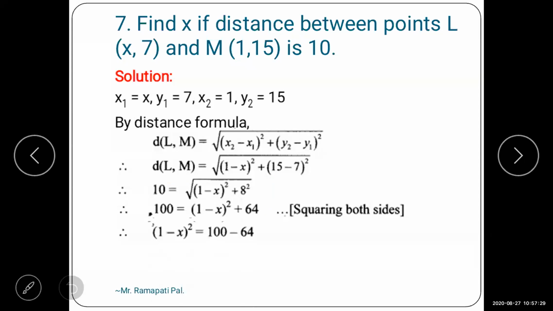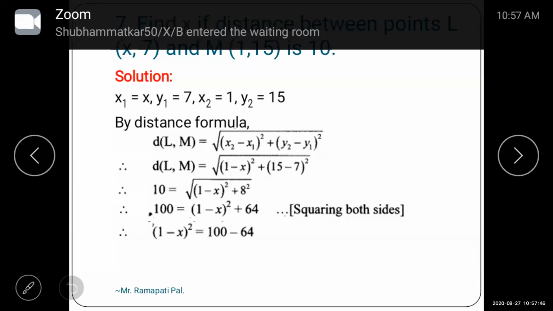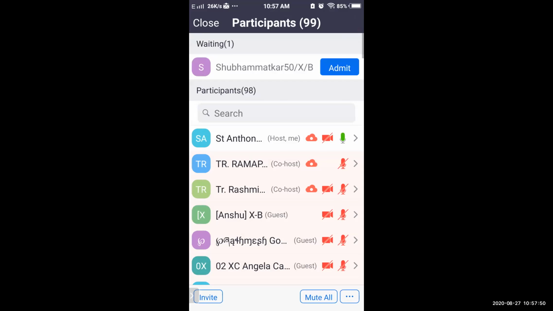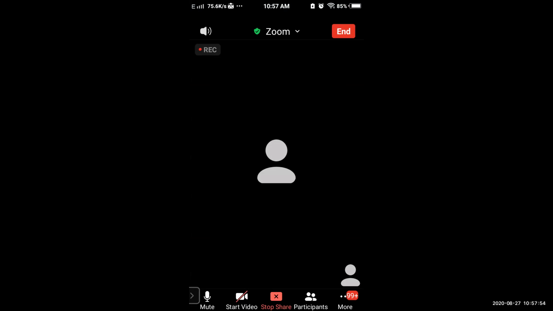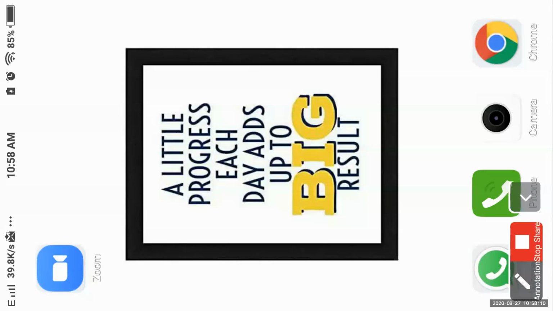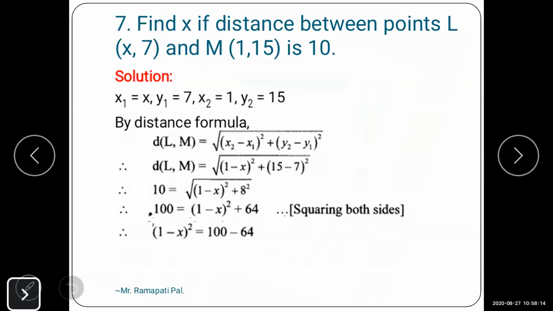Now 100 minus 64 is what? Write down fast. Yes, 36. Correct. Now we are going to use the formula (a minus b) whole square. Write down that formula fast. Yes, 100 minus 64 is 36. Many students have written the formula. Very good. So in this way, we will open (a minus b) square.